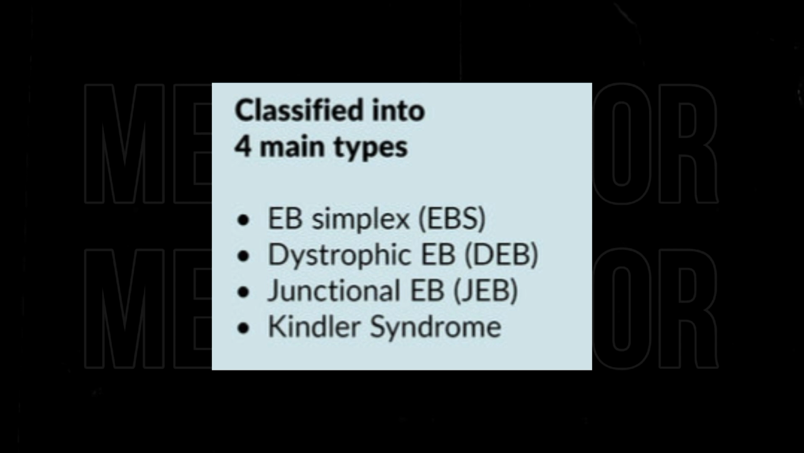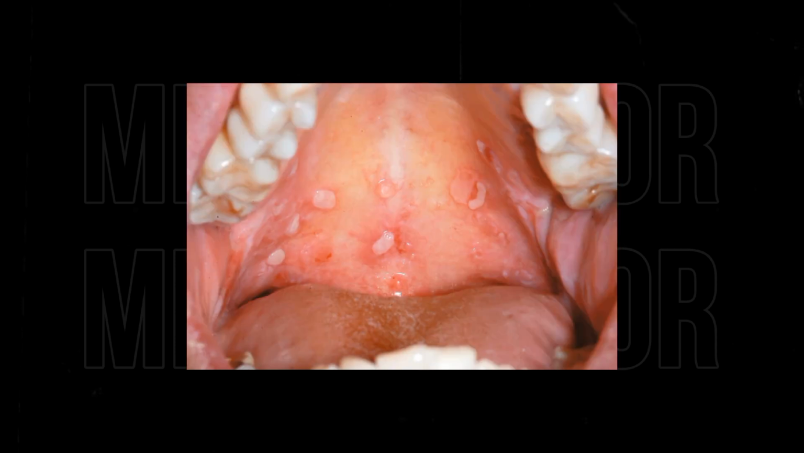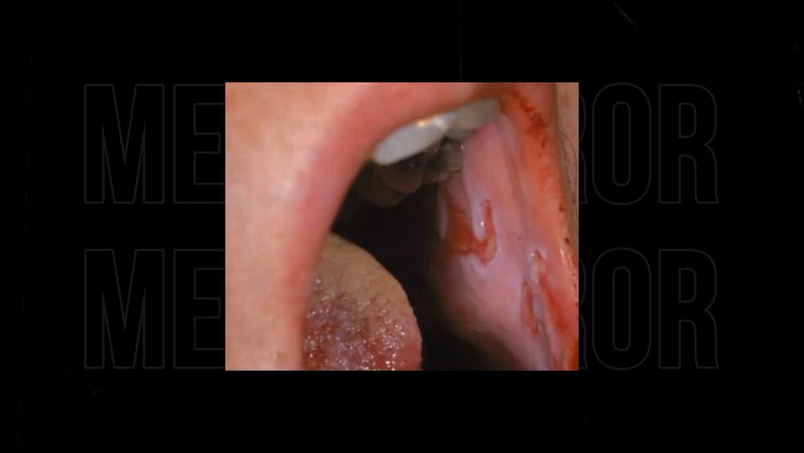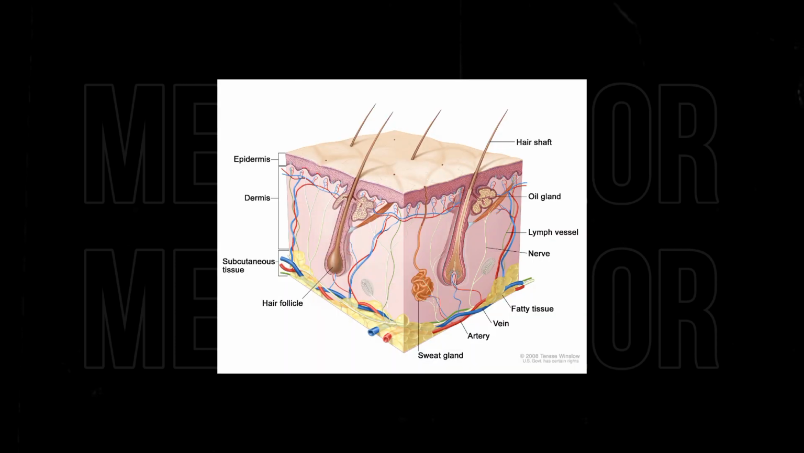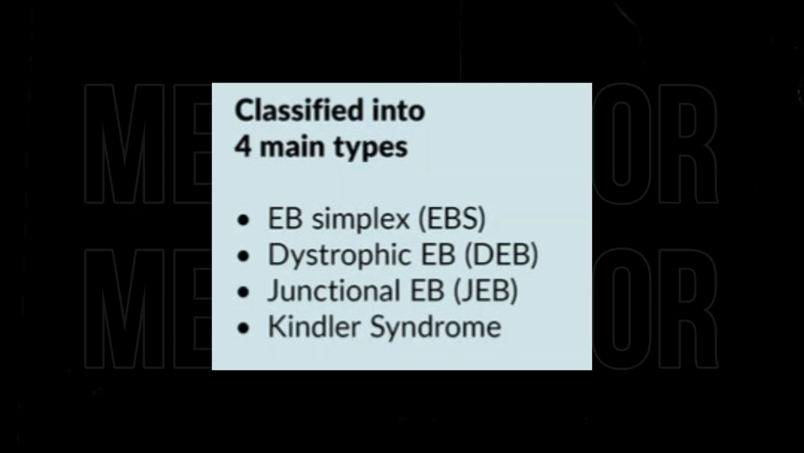Junctional EB or JEB. JEB causes blisters to form in your mouth and airway. It's rare and it can range from moderate, uncomfortable, mild pain to severe. Dystrophic EB or DEB. DEB causes blisters to grow in the middle layer of the skin, the dermis. It can range from mild to severe.